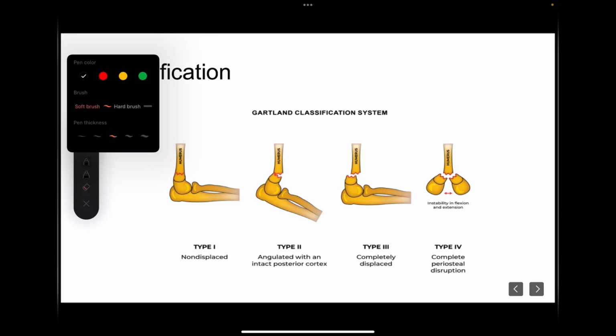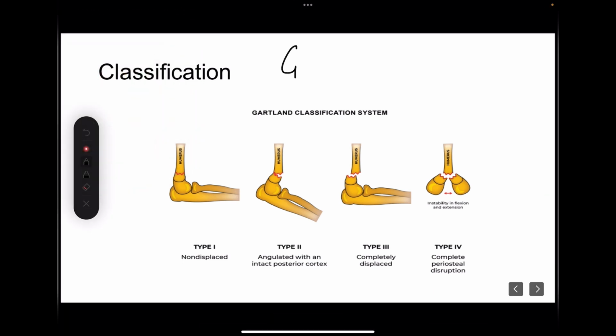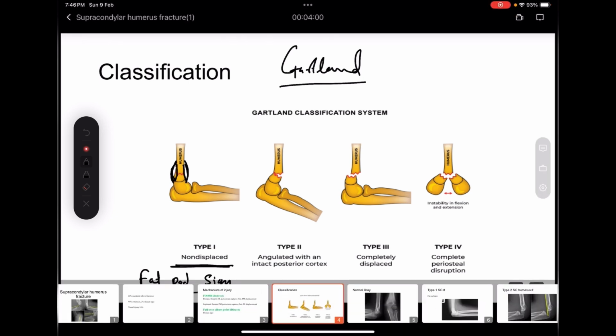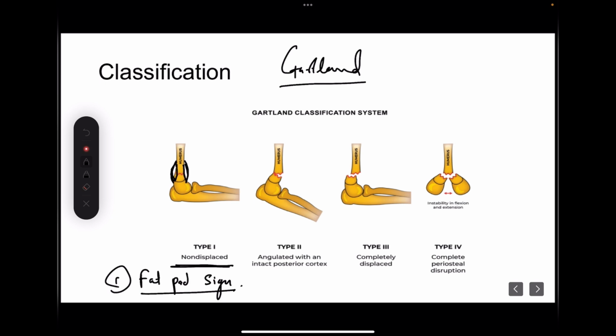Coming to the classification of supracondylar humerus fracture, the classification was given by Gartland, and this is most widely used. In type 1 fracture, the fracture is undisplaced and it is diagnosed by fat pad sign. Fat pad sign is radiolucency seen either anteriorly or posteriorly along the distal humerus. We will be discussing about these fat pad sign in subsequent slides. Just to remember one point, this type 1 supracondylar humerus fracture is diagnosed with the help of this fat pad sign.